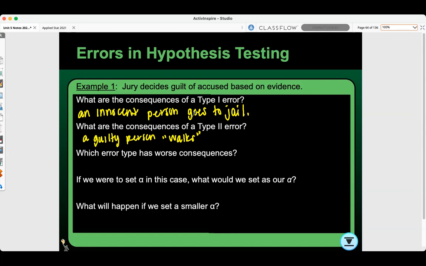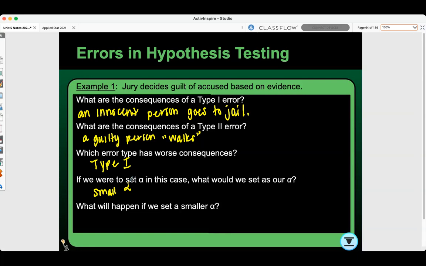Which error type has a worse consequence in this instance? A type 1 error, when an innocent person goes to jail. If we were to set alpha in this case, what would we set our alpha to? We would want to set our alpha to a very small alpha value. What will happen if we set a smaller alpha?